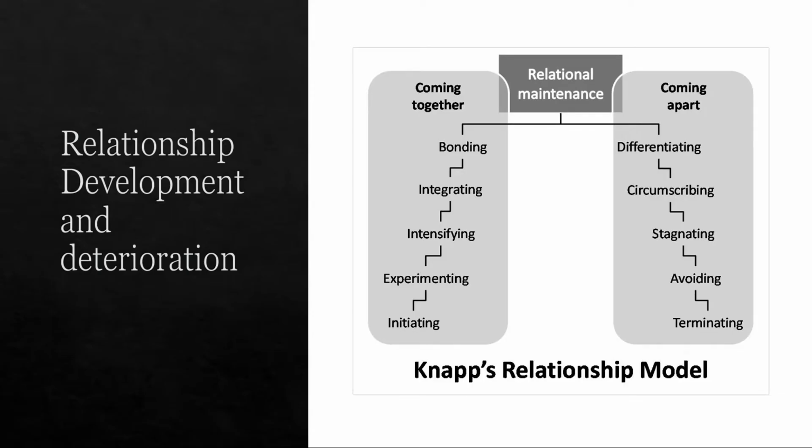So, I want to start off with the first concept, which is relationship development and deterioration. I provided Knapp's relationship model, which is what I will be talking about. Here we see coming together and coming apart. Each stage has 5 concepts I want to break down for you so you can get a better understanding of the stages and how it helps a relationship specifically come together and come apart.